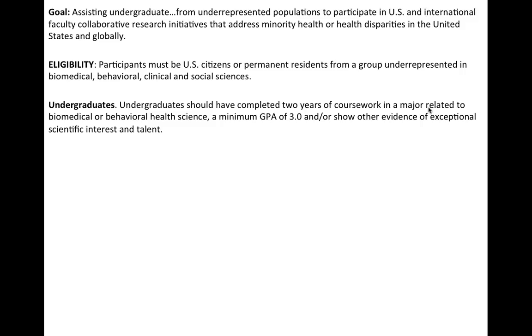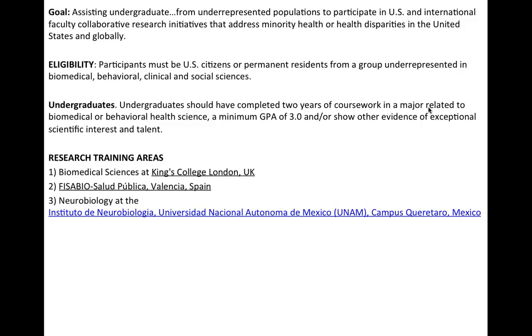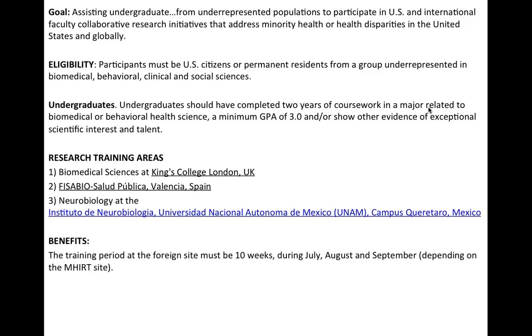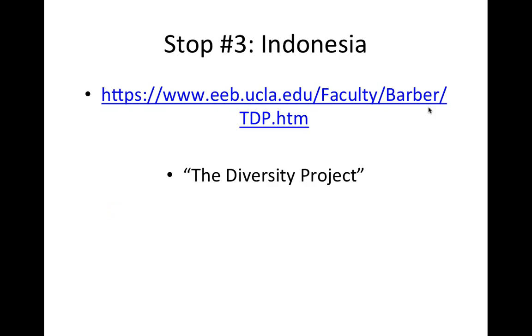But the requirements, undergraduates have 2 years of coursework in biomedical science, have a 3.0 GPA, and have interest in research. The areas, you can go to London, go to Valencia, Spain, or you can go to Mexico, in Querétaro. Benefits, 10 weeks, July to August. You get round-trip airfare, room and board for free, and you get $2,500 to participate in biomedical research in these areas. Again, requires letter of recommendation.